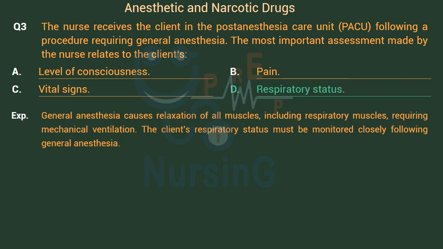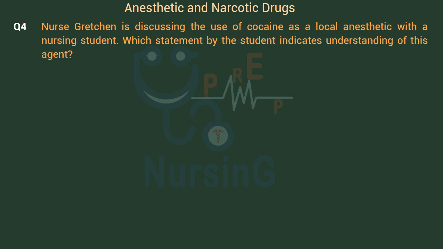Respiratory status. General anesthesia causes relaxation of all muscles, including respiratory muscles, requiring mechanical ventilation. The client's respiratory status must be monitored closely following general anesthesia.